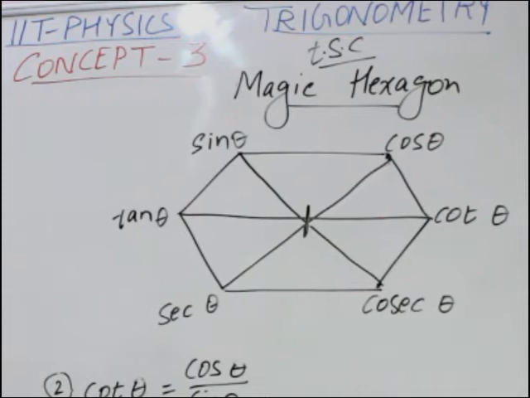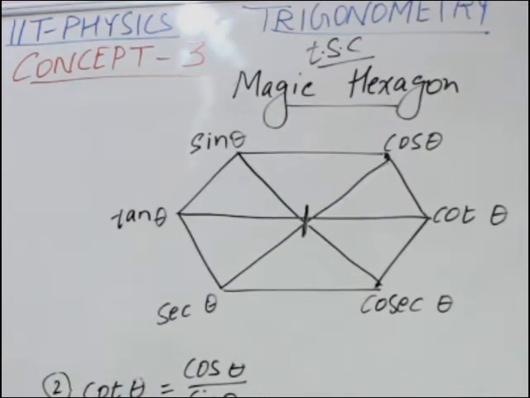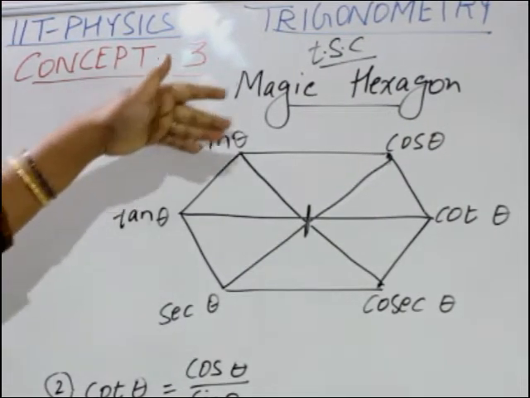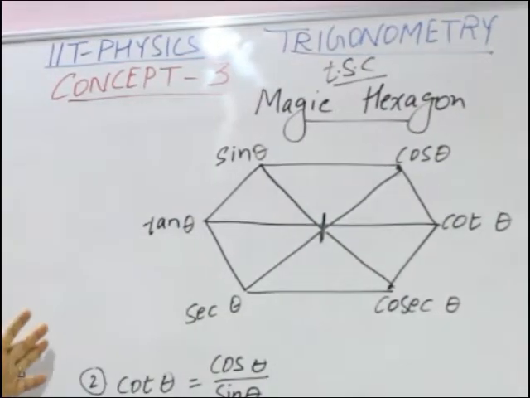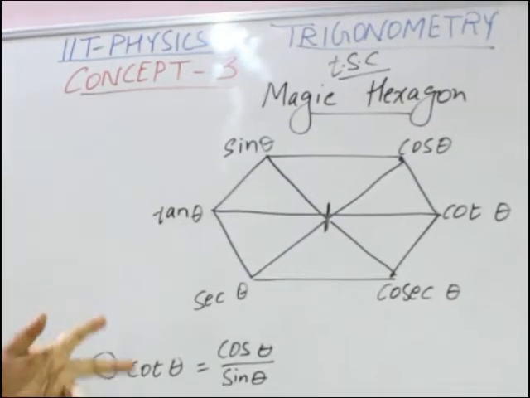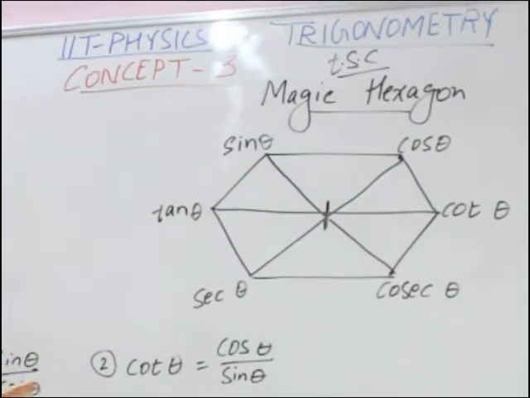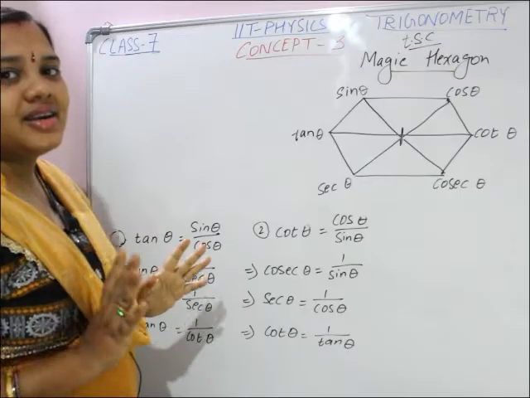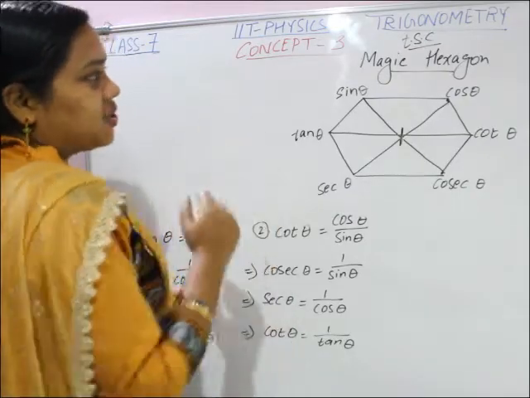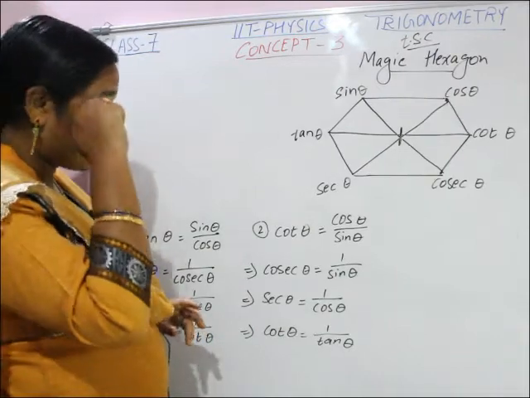A polygon with 6 regular sides is called what? Hexagon. See, 6 sides are there: 1, 2, 3, 4, 5, 6. It's a hexagon. It's a magic hexagon. Why is it a magic hexagon? Because it gives you all the 8 identities. You can easily remember them by using this magic hexagon.